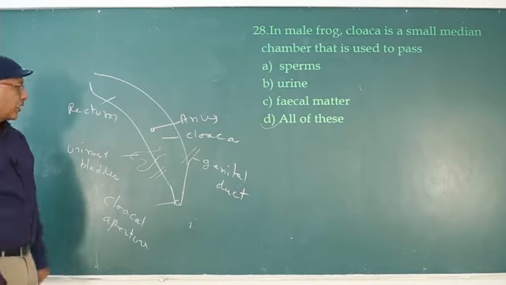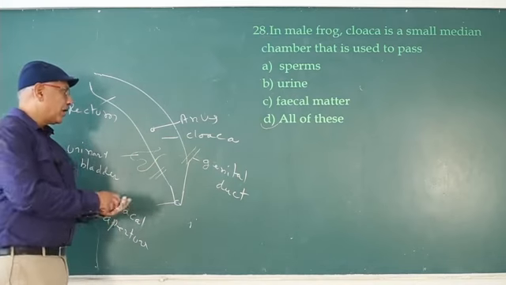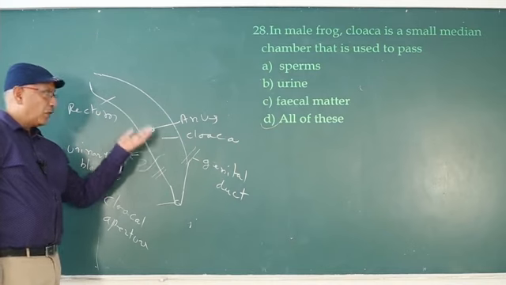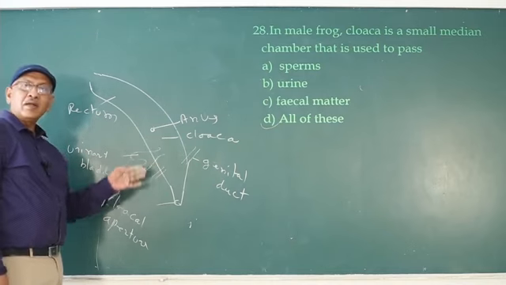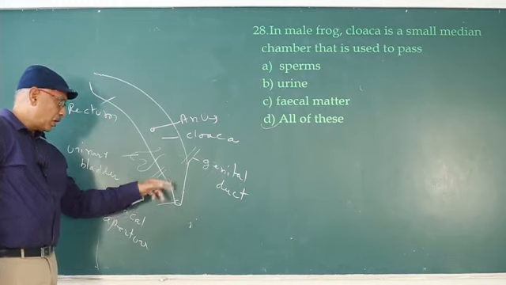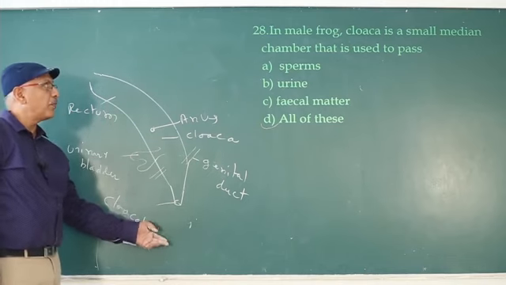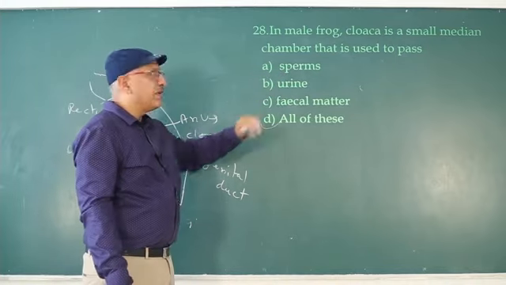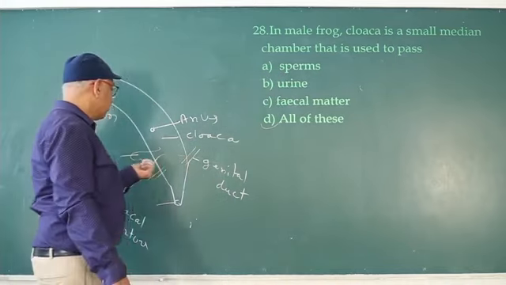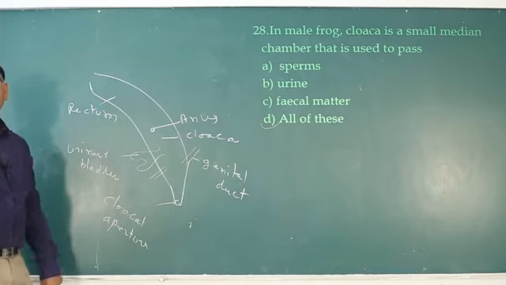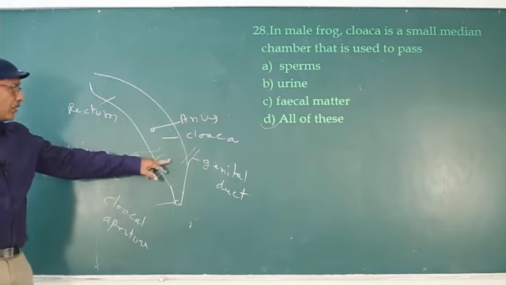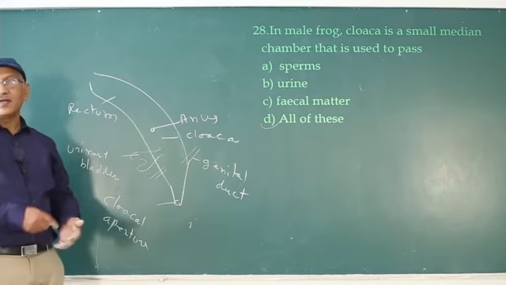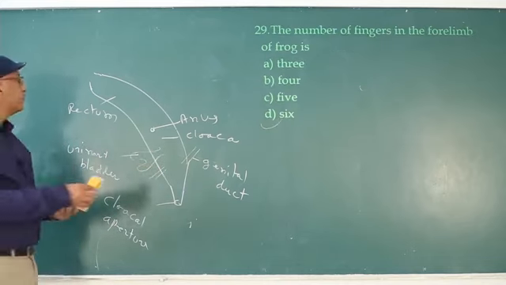So, cloaca contains fecal matter. It receives fecal matter from rectum, urine, genital material. All these materials go out through the cloacal aperture. So, it is a common opening for sperm, urine, fecal matter, all of these. It is mentioned in our textbook also. So, cloaca is the common passage for fecal matter, urine and genital material.